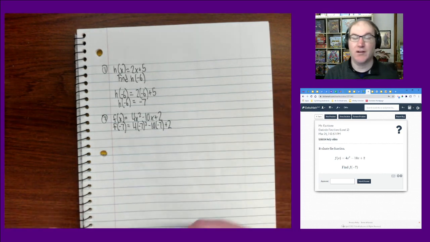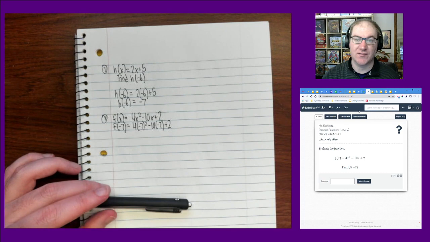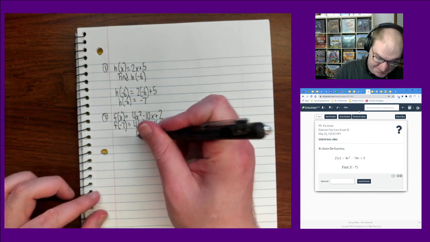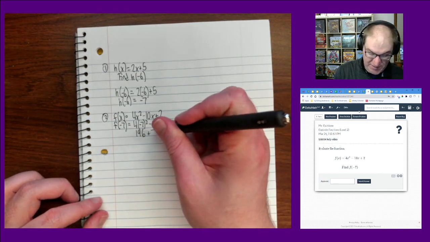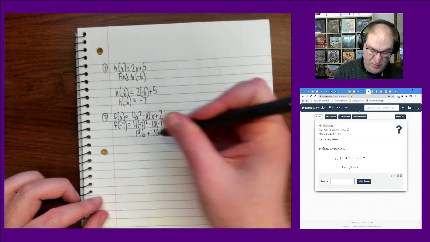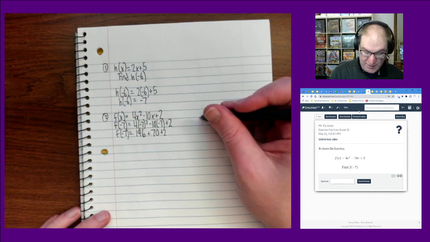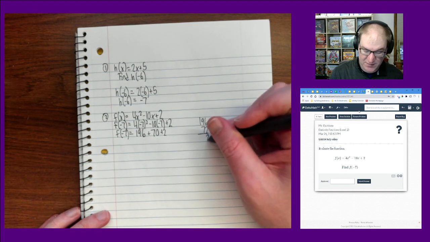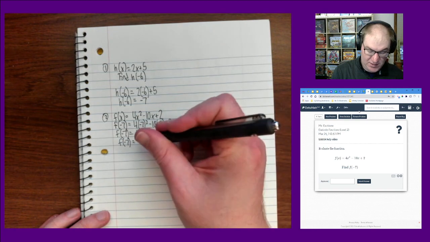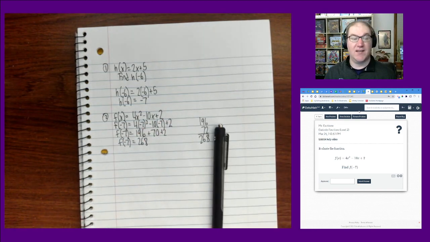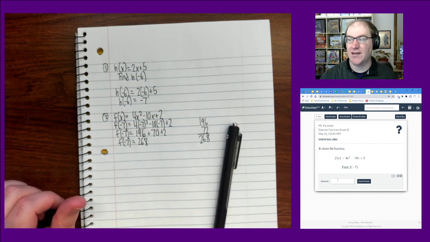7 squared is 49. Negative 7 squared is also 49. And 49 times 4 is 196. Negative 10 times negative 7 is plus 70, and plus 2. So f of negative 7 is equal to all this added up. 196 plus 72 is 268. So f of negative 7 equals 268. That's saying that when I input negative 7 into the f function, I get 268 as the output.